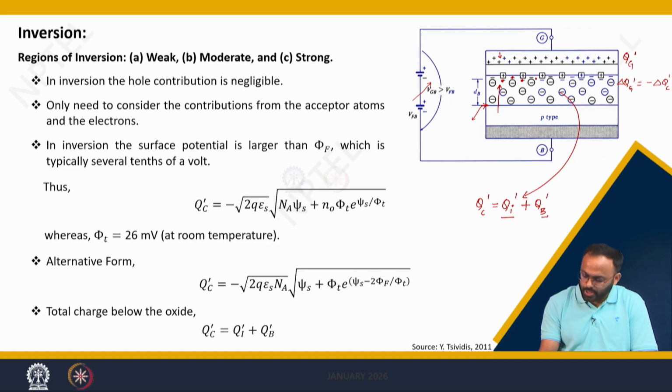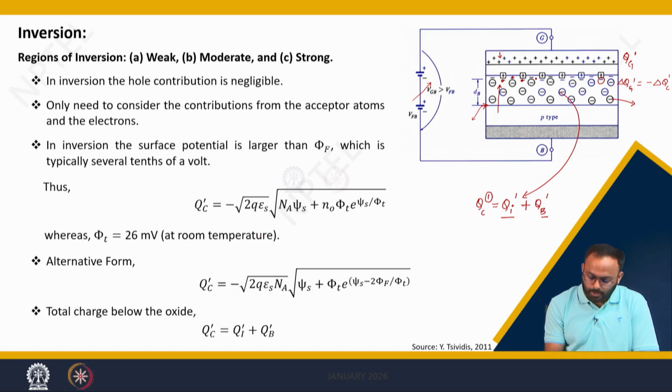So B stands for body here. Again, if I am using dash, it means the charge per unit area. So when we are in inversion, where you have applied VGB in such a way that the charge is predominantly governed by immobile ions and the electrons, then by using the approximation, we can simply ignore the whole contribution.